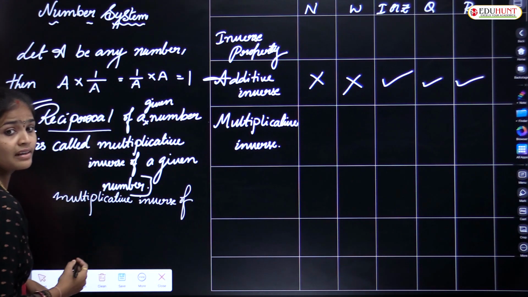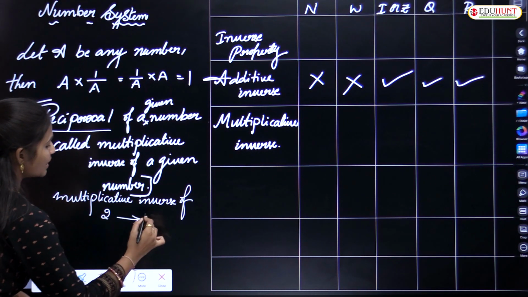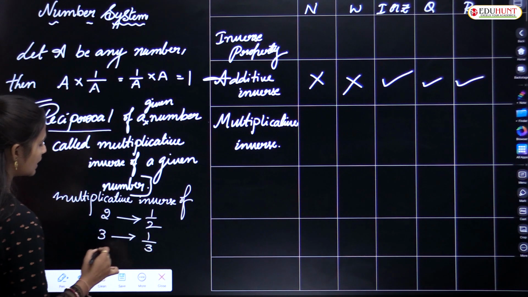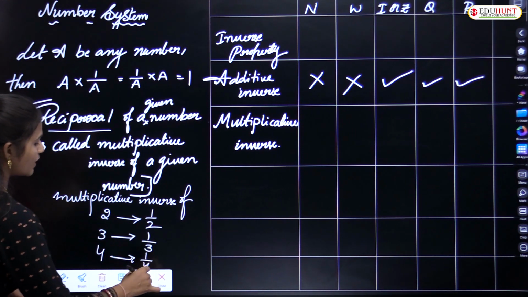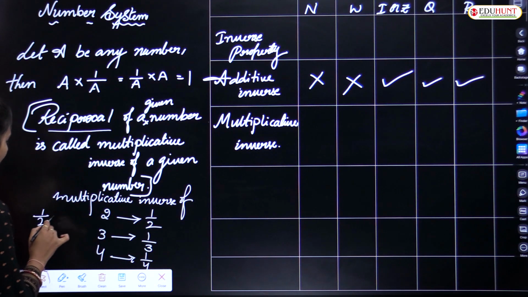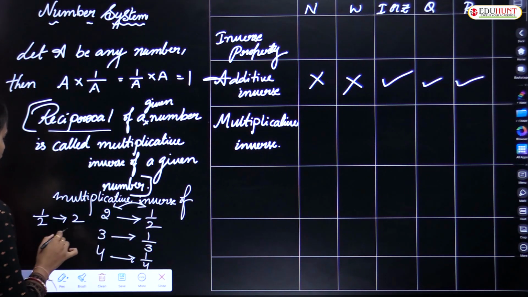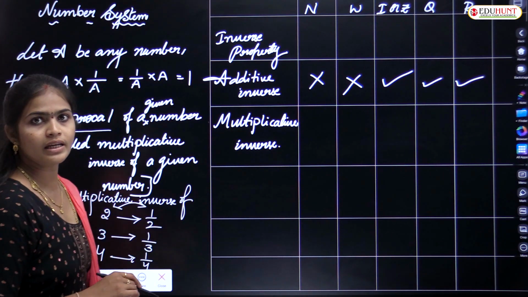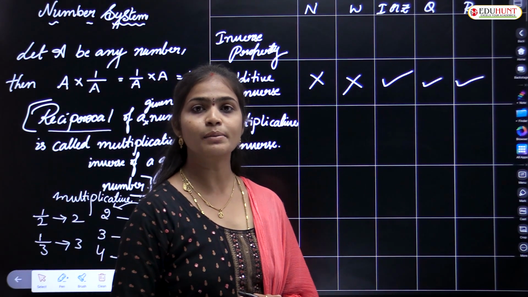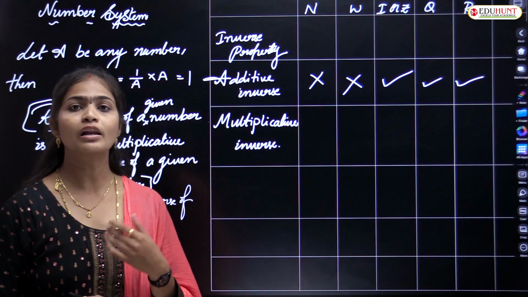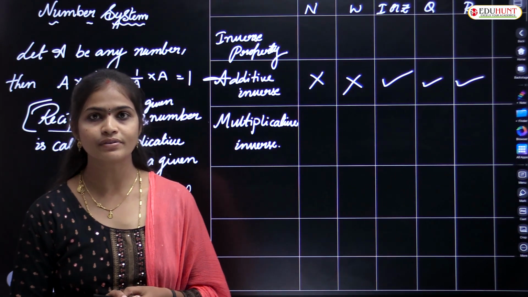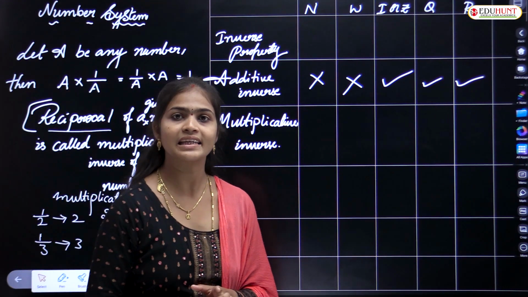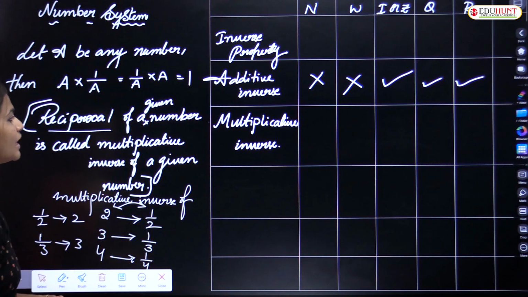I'll give you some numbers here. What is the multiplicative inverse of 2? That is 1 by 2. Multiplicative inverse of 3 is 1 by 3. Multiplicative inverse of 4 is 1 by 4. Multiplicative inverse of 1 by 2 is 2, just the reciprocal, just the converse. And 1 by 3 gives 3. Multiplicative inverse is nothing but the reciprocal of a given number. Reciprocal means its inverse. If a is there, its reciprocal is 1 by a; for 1 by a, its reciprocal is a. So that is about multiplicative inverse.